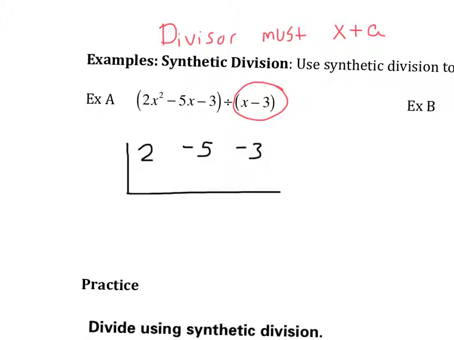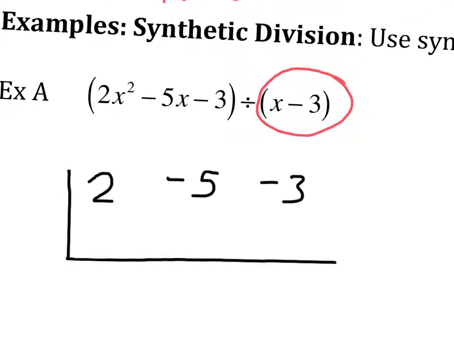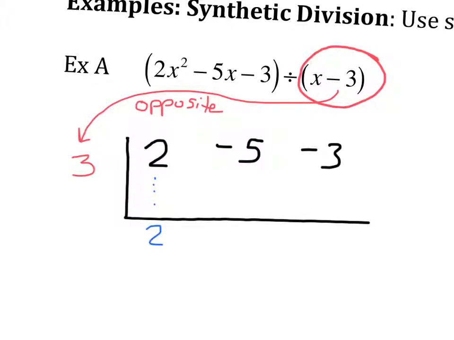Okay, now here is key. What you see here has to be oppositified and put over there. So notice that we're ignoring the letters, so instead of saying -3, I'm going to place over there a +3. So I have to take the opposite of what I see. So here's our first step: always drop down your first term.